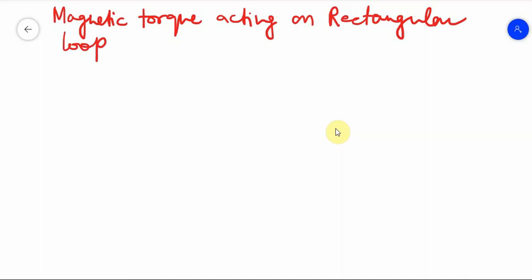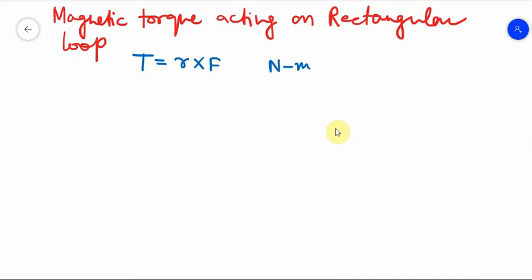That is, T equals R cross F. So the unit is Newton meter. So the torque or mechanical moment of force on the loop is the vector product of this force F and the moment arm R.